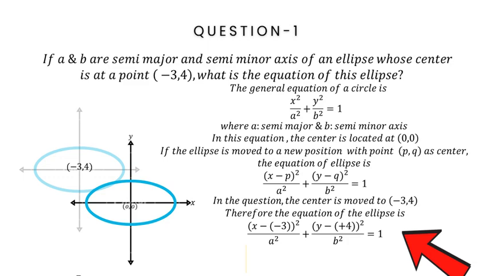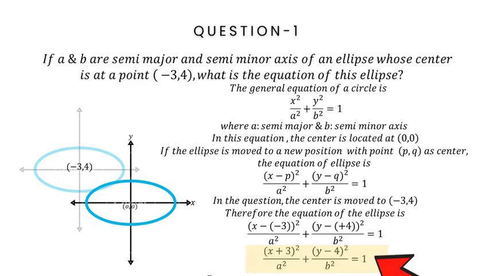Therefore, the equation of the ellipse is (x minus -3) whole squared by a squared plus (y minus 4) whole squared by b squared equals 1. On simplification, you will get (x plus 3) whole squared by a squared plus (y minus 4) whole squared by b squared equals 1.